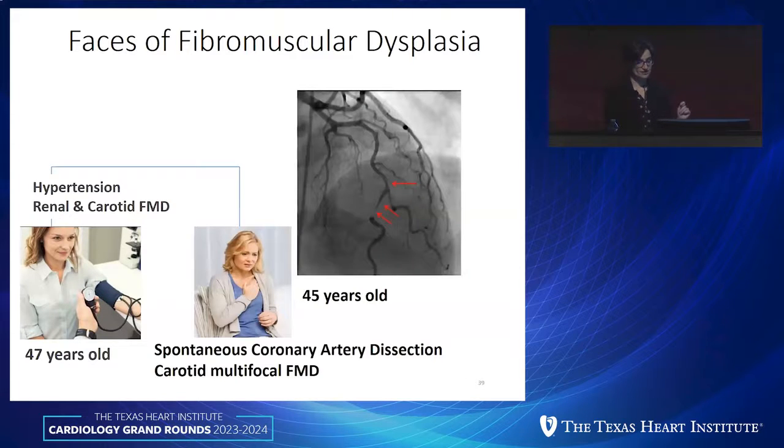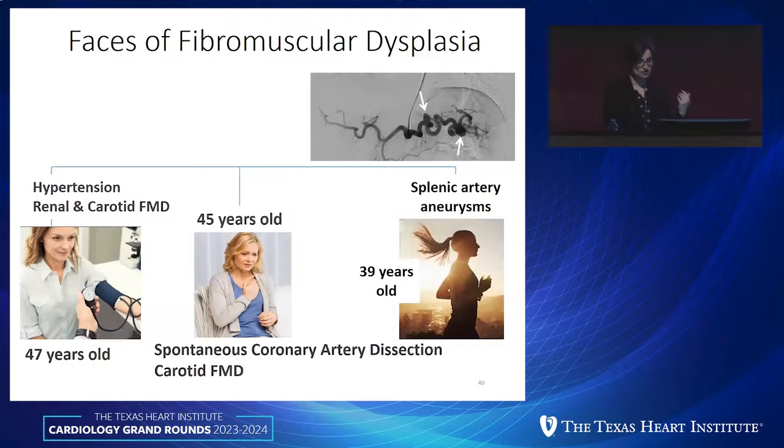Now, her sister had a spontaneous coronary artery dissection at age 45. She got screened and we found carotid multifocal FMD. Now there's a third sister with no symptoms, but because of these 2, I just went ahead and imaged her. She has only splenic artery aneurysms, nothing else. So had I not known about the other 2 sisters, I couldn't tell this sister that she has FMD, but given the whole picture, I'm very suspicious that this is a spectrum of FMD.